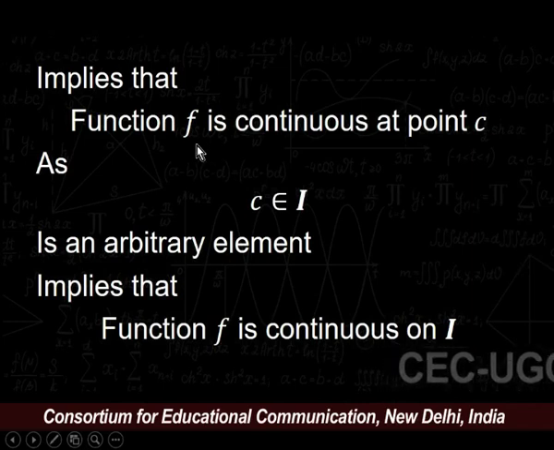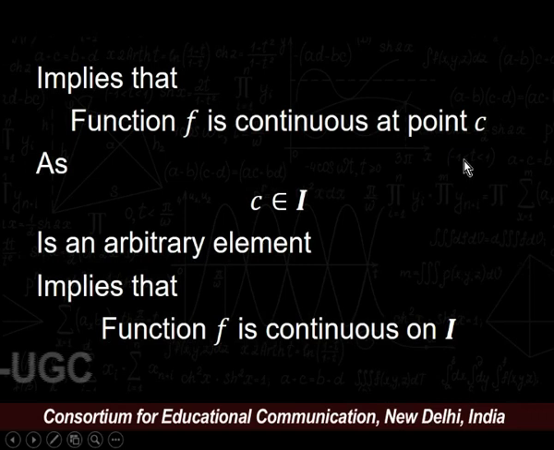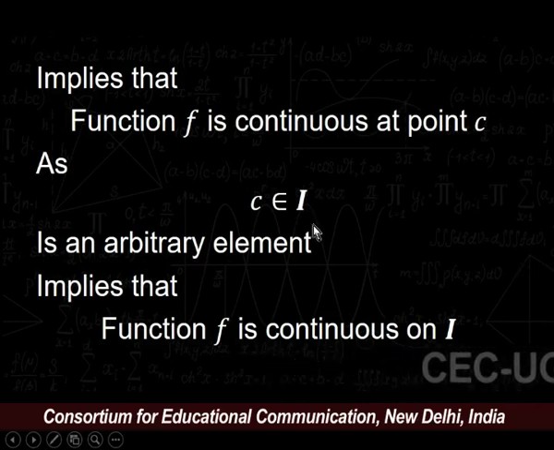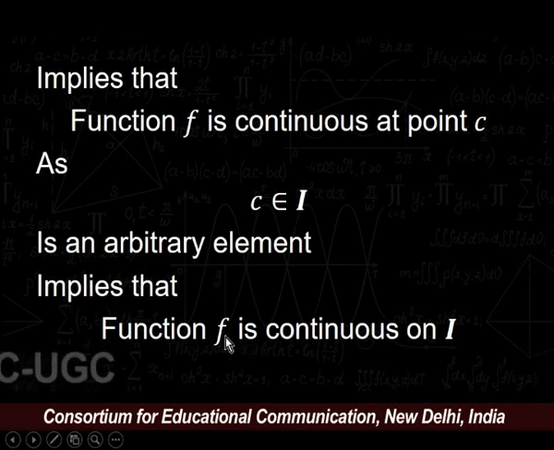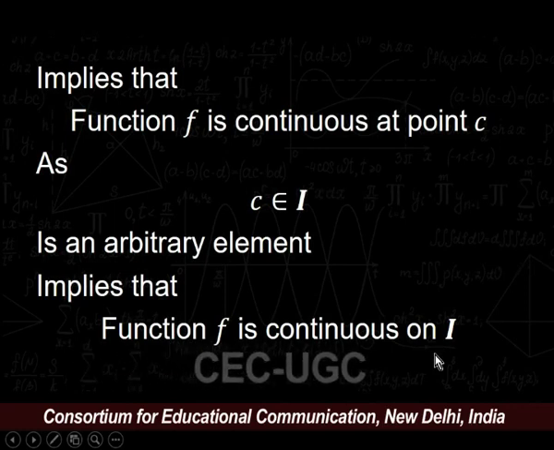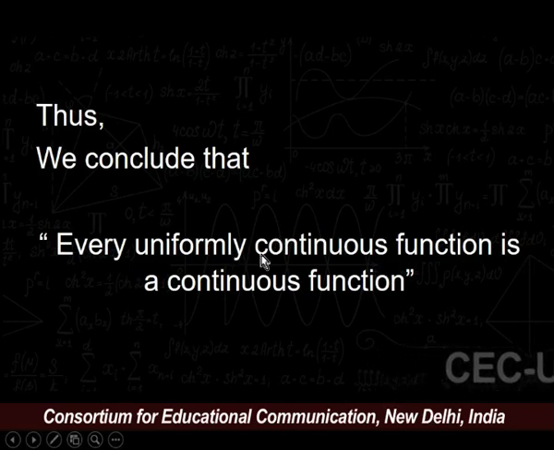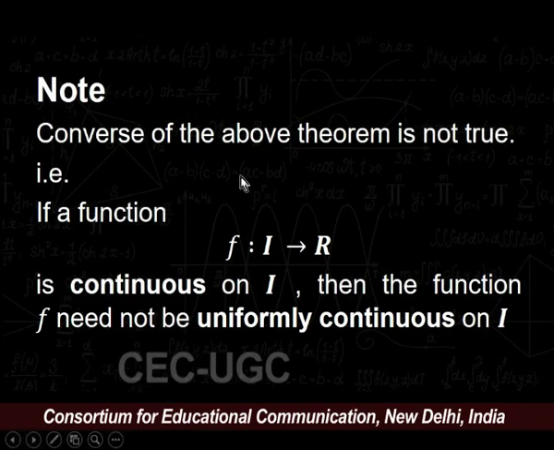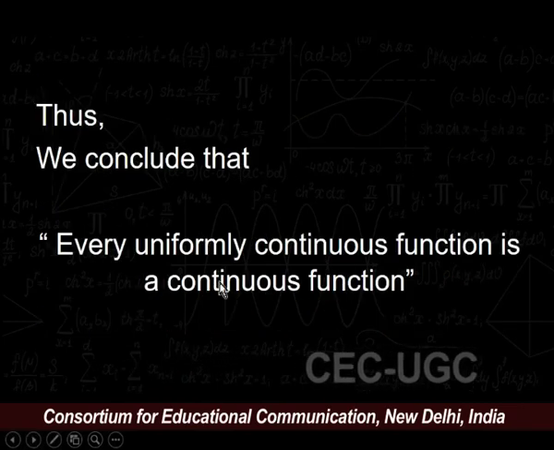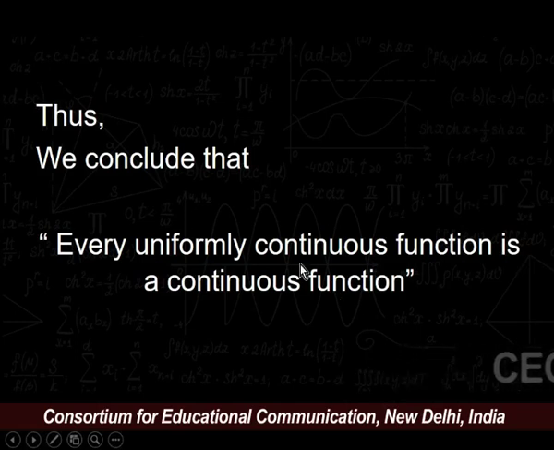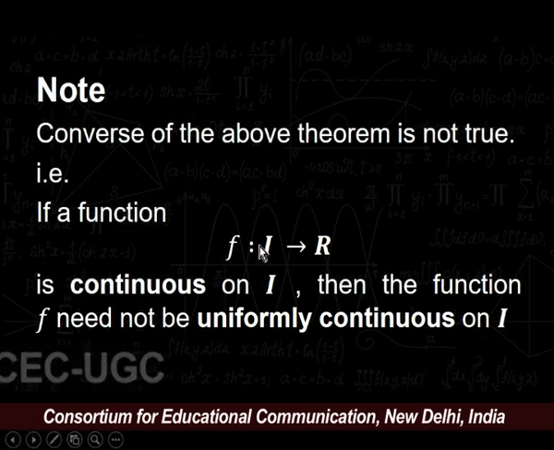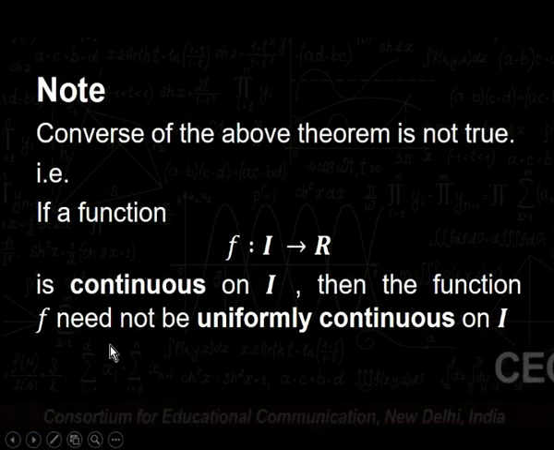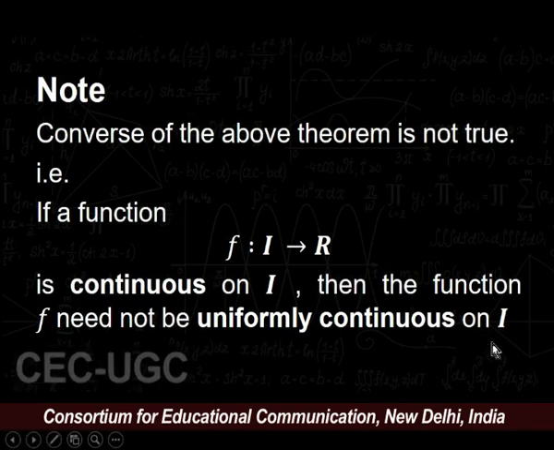This implies that function f is continuous at the point c, as we know that c is an arbitrary element of the interval I or set I. That implies the function f is continuous on the set I. Thus, we conclude that every uniformly continuous function is a continuous function. But note that the converse of the above theorem is not true. That means not every continuous function is uniformly continuous. That means if we have a function f defined from I to R that is continuous on I, then the function f need not be uniformly continuous on that set or interval.